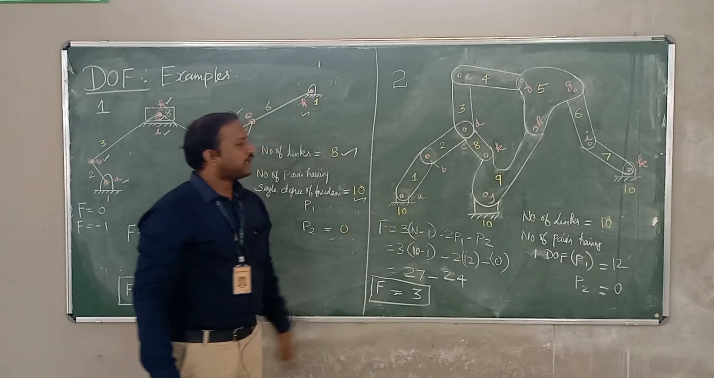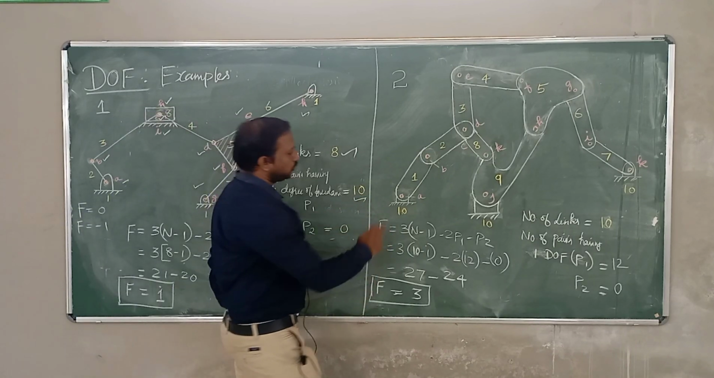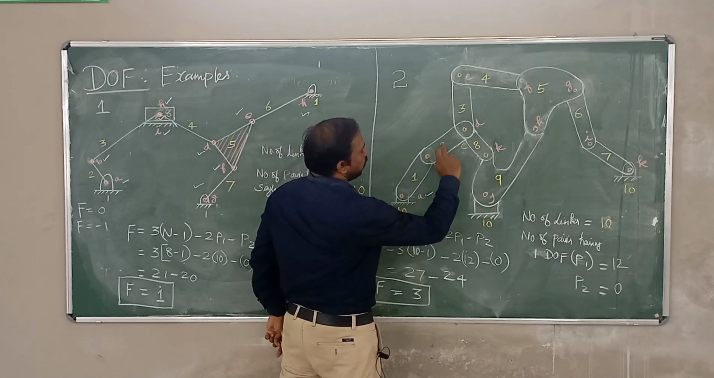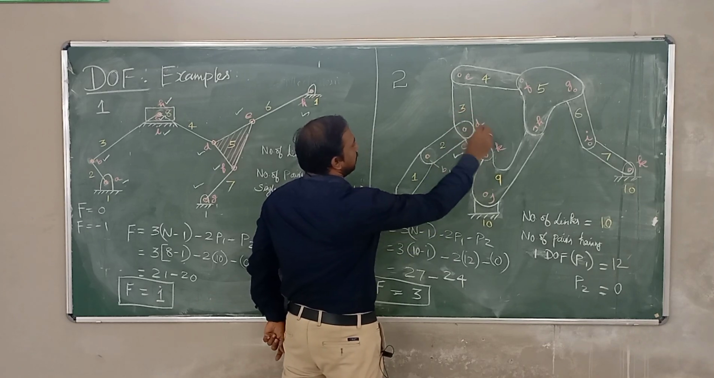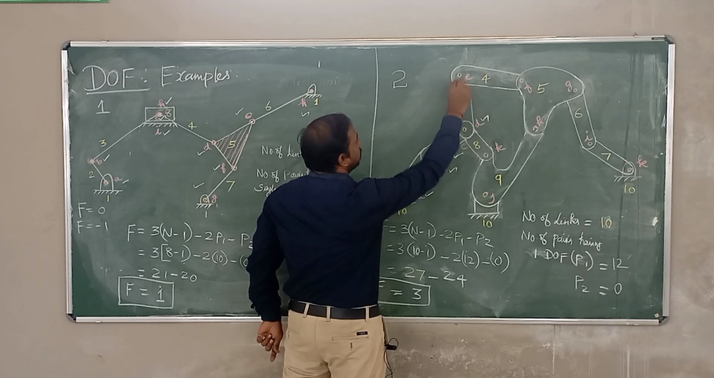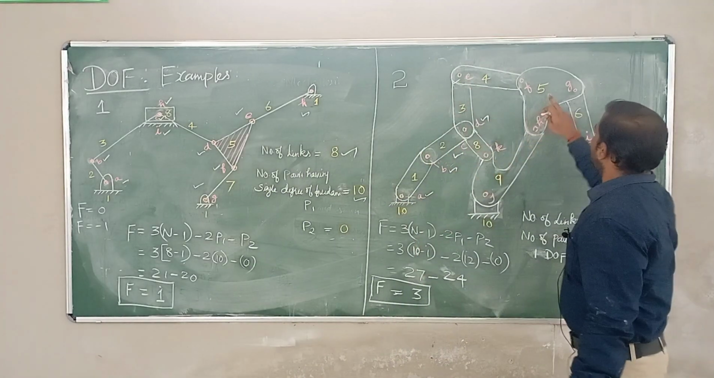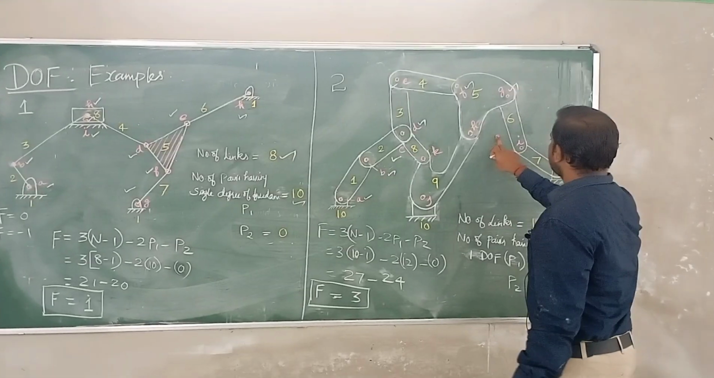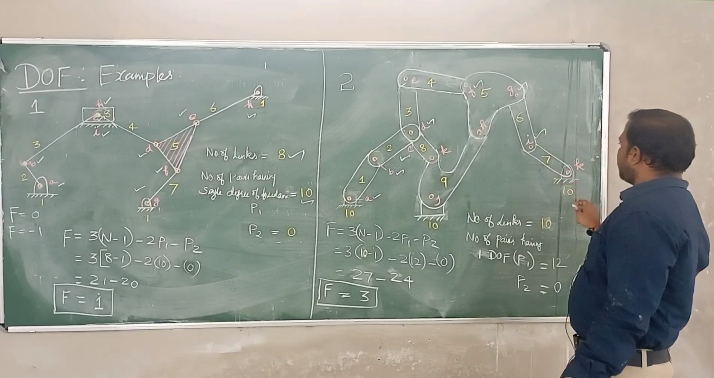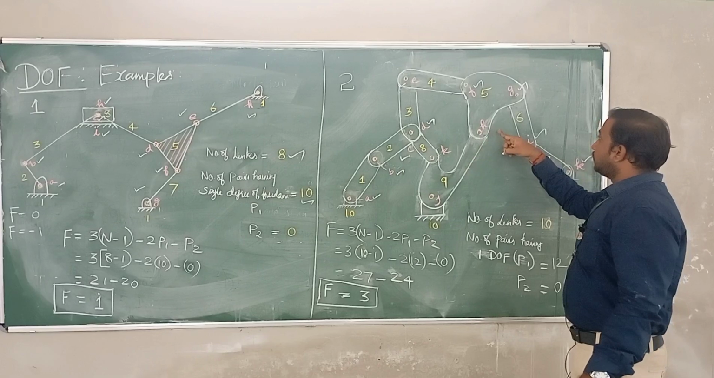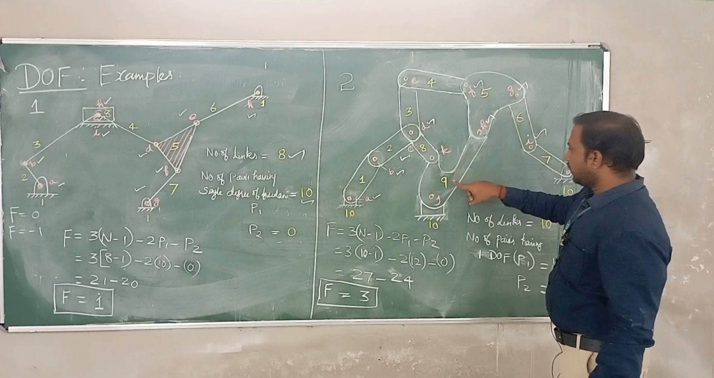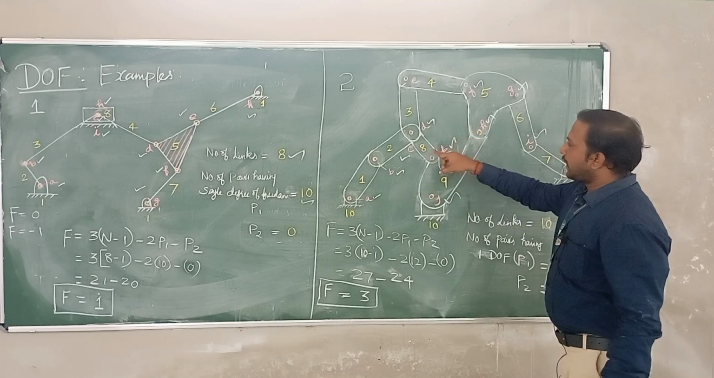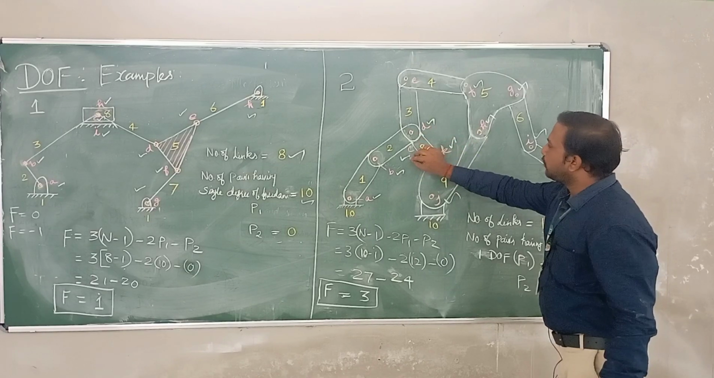Okay. Now I'm going to find how many pairs are in this mechanism. So 1 and 10 make one pair, and 2 and 1 make another pair, and 2 and 8 make one more pair, and 8 and 3 make one more pair, and 4 and 3 make one more pair, and here 5 and 4 make one more pair, and 5 and 6 make one more pair, 6 and 7 make one more pair, 7 and 10 make one more pair, and 9 and 5 make one more pair, and 9 and 10 make one more pair, 8 and again 9 make one more pair, and again 8, which is connected to this joint, makes one more pair.